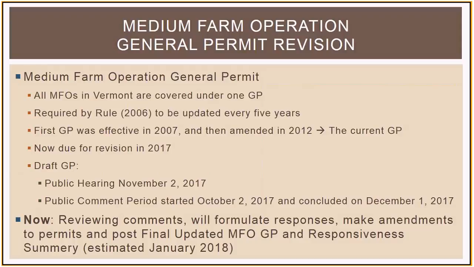And so that process, as it stands now, had a public comment period and a public hearing. The public comment period started on October 2nd and concluded on December 1st. And then we had our public hearing on November 2nd. At this point in time, we've received a handful of comments that we are taking into account and amending the permits and considering, and we will formulate a responsiveness summary and post that in addition to the final permit once we get to that point in time.